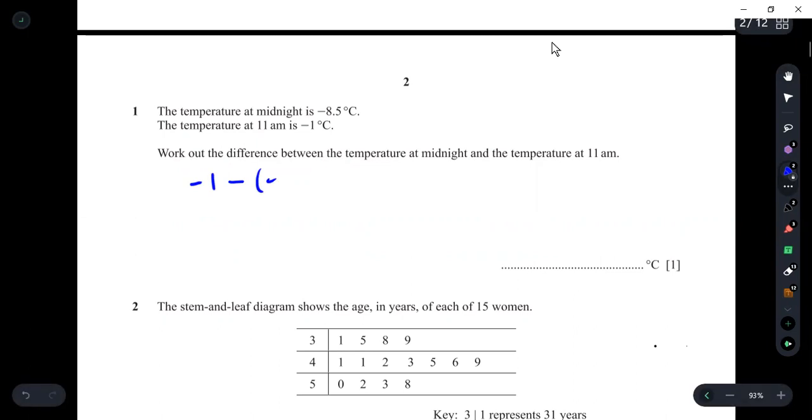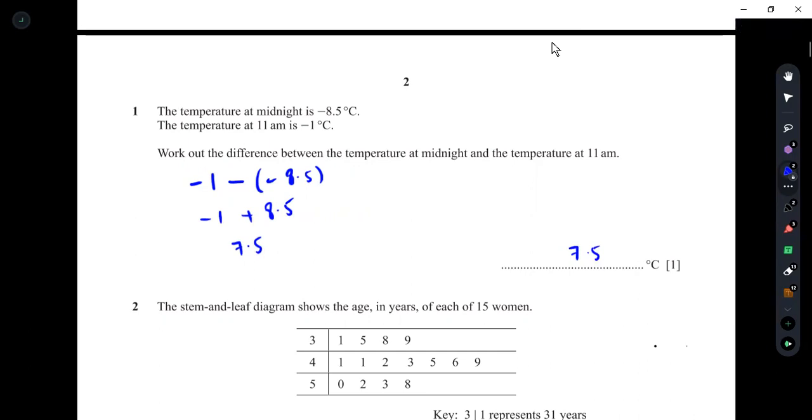Smaller value is minus 8.5. So it becomes positive 7.5 degrees Celsius.